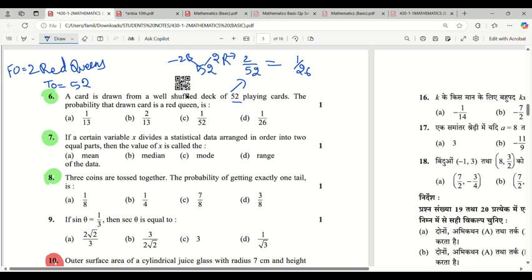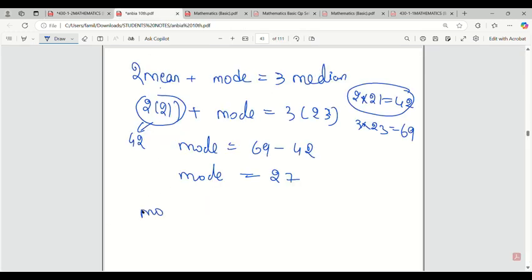Okay, great. Now moving to the next. If a certain variable x divides the statistical data arranged in order into two equal parts, then the value of x is equal to what? Remember, in which group do we arrange the data in order? In mode, we just check whether things are repeating frequently or not.